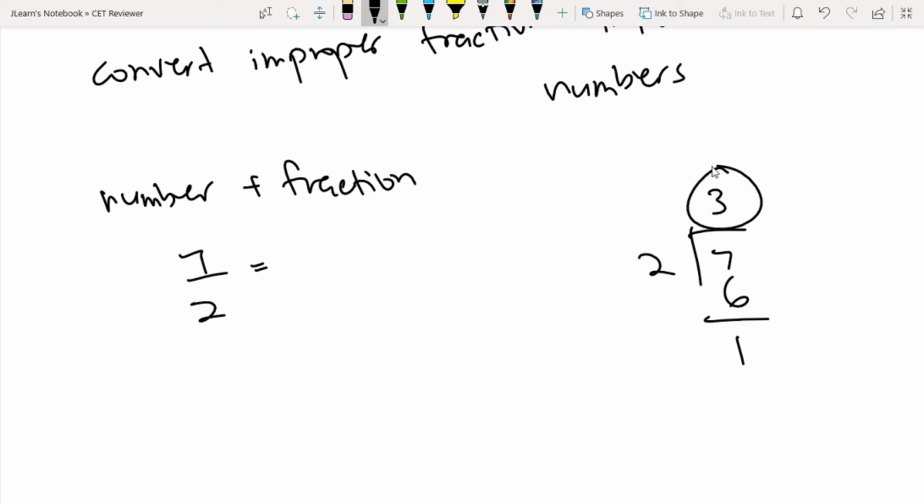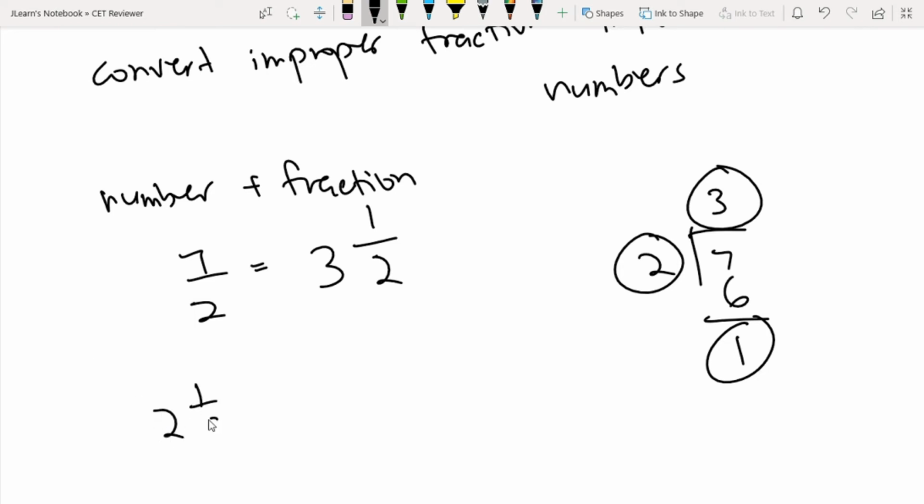No? So, ito, yung magiging number natin, then yung fraction natin ay magiging remainder over the divisor. Okay, so 3, then 1 over 2. Okay, so yan yung conversion natin from improper fractions to mixed number. So, paano naman kung pabaliktad naman? So, kunyari, gusto natin convert yung mixed number na 2 and 1 over 8 into a improper fraction.